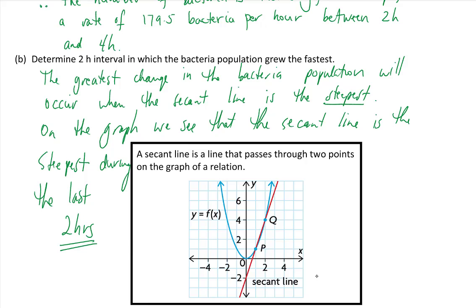So again, the greatest change in the bacteria population will occur when the secant line is the steepest, and on the graph we see that the secant line is the steepest during the last 2 hours. You've heard this word secant line a few times. And all a secant line is, is a line that passes through 2 points on the graph of a relation.